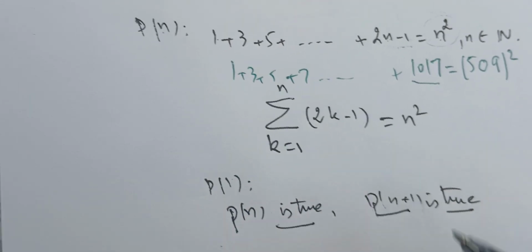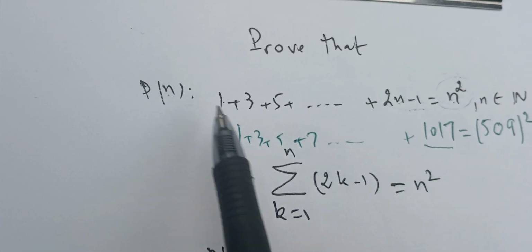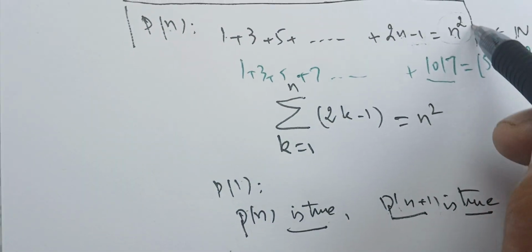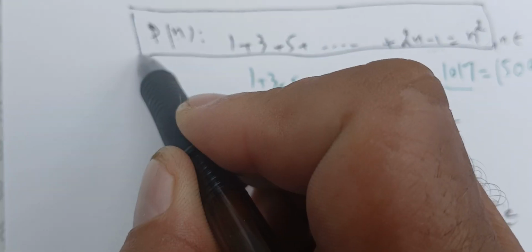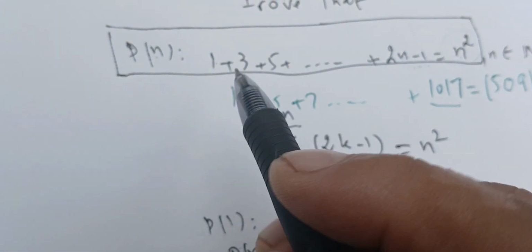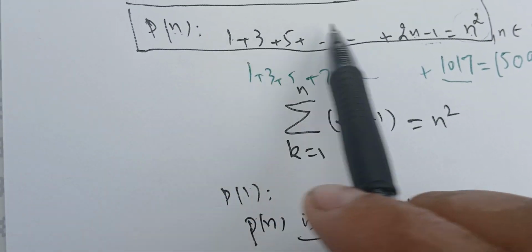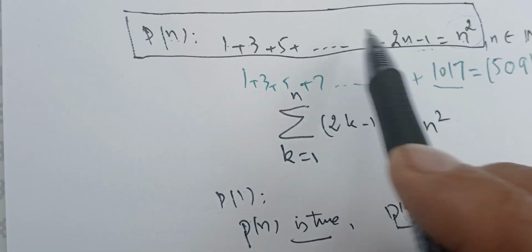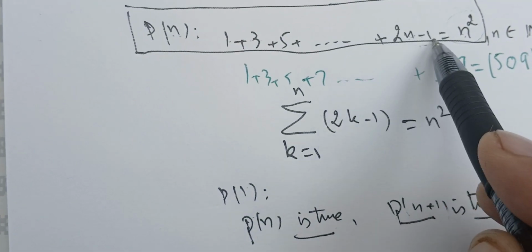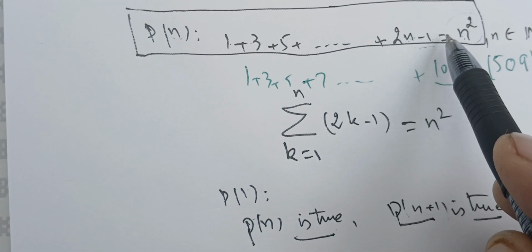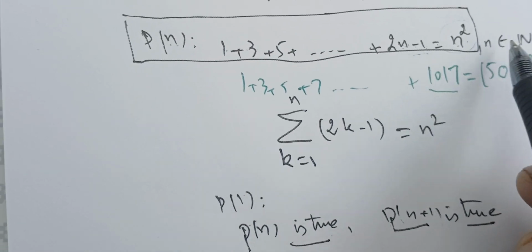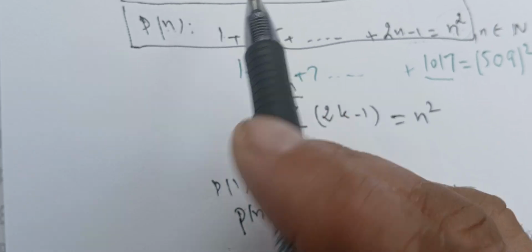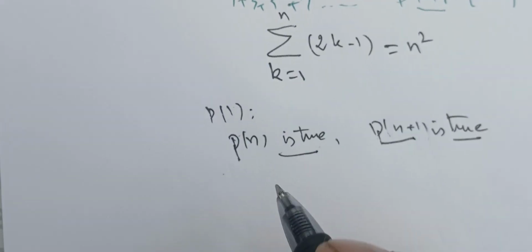Next, we assume that it's true for n. That means we assume that we have this result here. This is how the principle of mathematical induction works. So we assume that P(n) is true. That means we assume that the sum of these odd integers from 1 to 2n minus 1 is equal to n squared, with n in N, and we prove that P(n+1) is true.